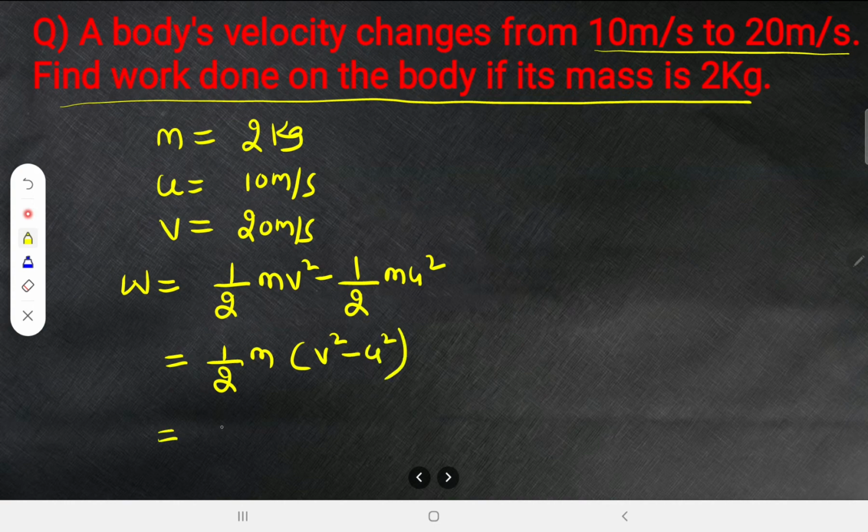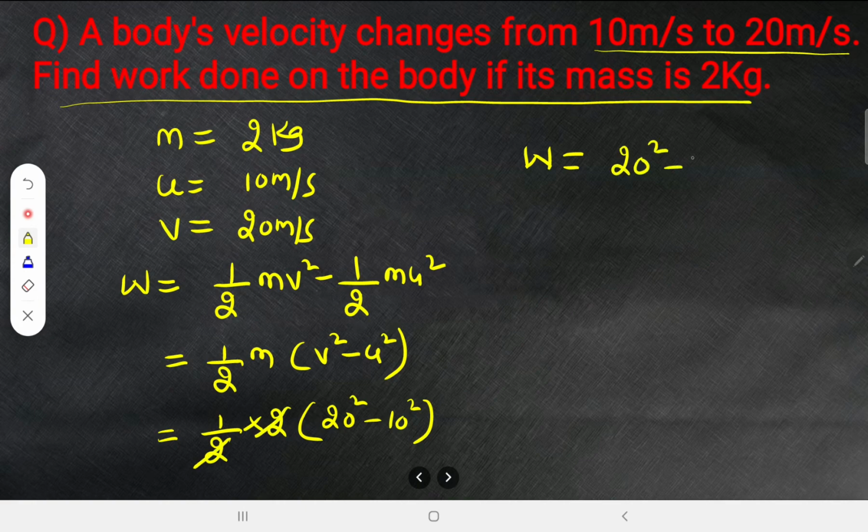Just substitute all these values. Half into m means 2 kg, and in the bracket v square is 20 square minus u square is 10 square. So what will be the work done? The 2 and 2 get cancelled and 1 is there outside. So we are left with only 20 square minus 10 square. 20 square is 400, 10 square is 100. So therefore the work done is 300 joule.